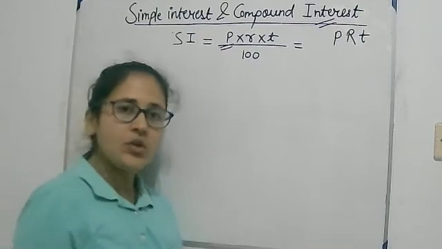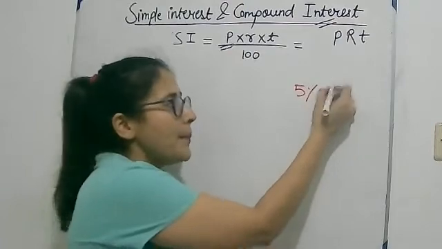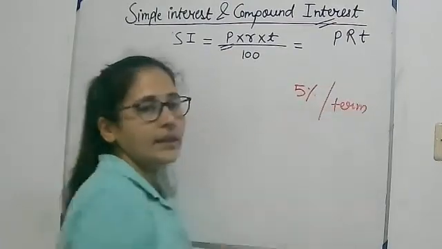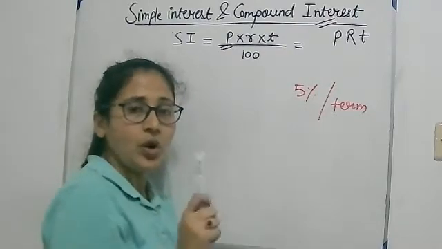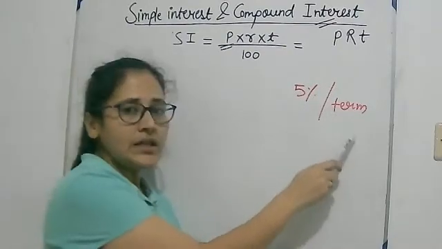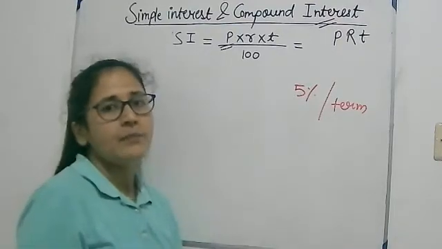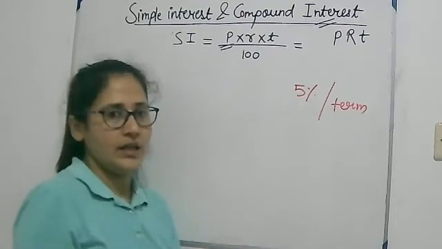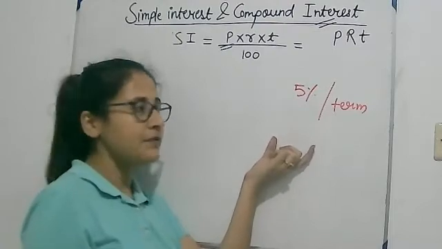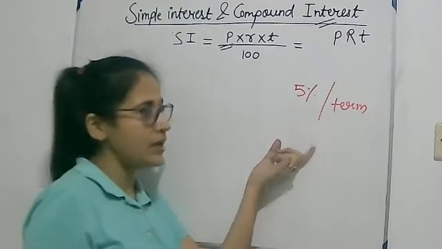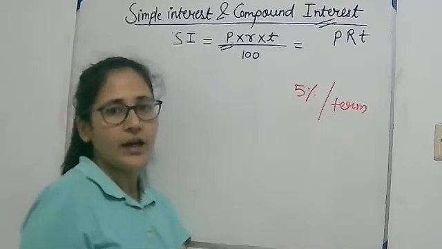Rate of interest is always in percentage, like 5% per term. That means the bank will charge 5% of your loan per term, that means per year, as simple interest is always calculated per year, once in a year. So the rate of interest is 5%. That means the bank will charge the borrower 5% of the loan per year. That is the rate of interest.